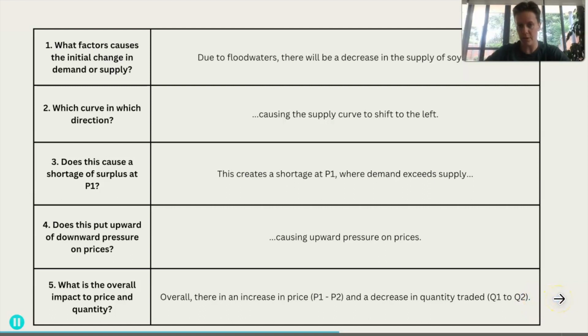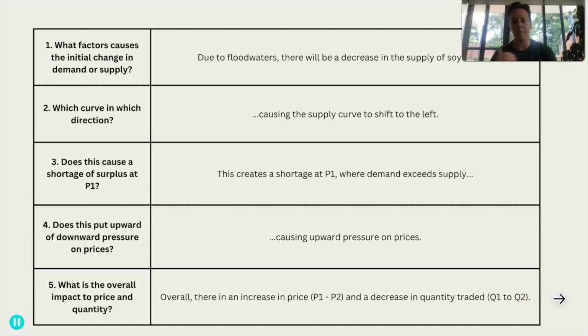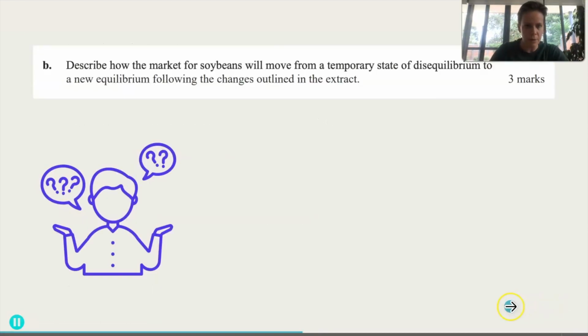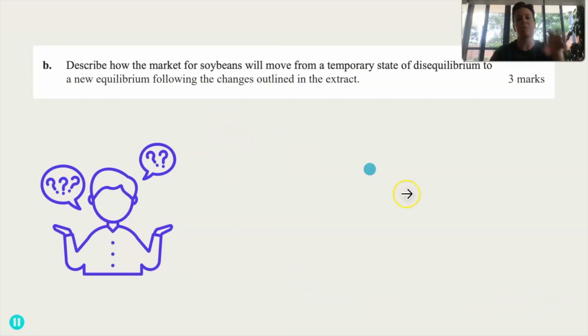If you put all this on the page, you will nail it, okay? If you deviate, if you mix it up, if you add other information that maybe is not relevant, if you misread it and make a mistake, obviously that's not going to afford you full marks. So please make this your checklist in your head every time. What are we doing? We are describing how a market will move from disequilibrium to equilibrium.